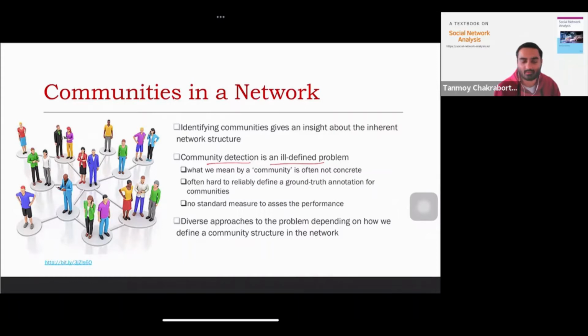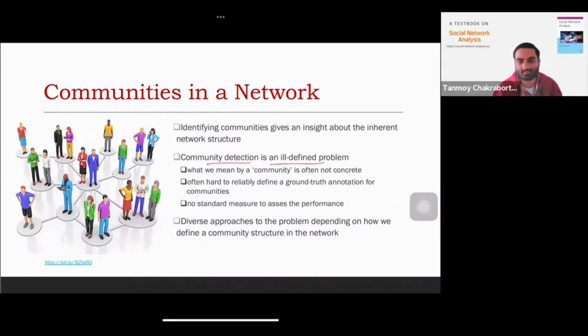You don't know. You do not know the threshold after which you say that this is a community. If the edge density is above the threshold, it's a community. If the edge density is below the threshold, it is not a community. You don't know that. So therefore, the definition of community is not very well defined.